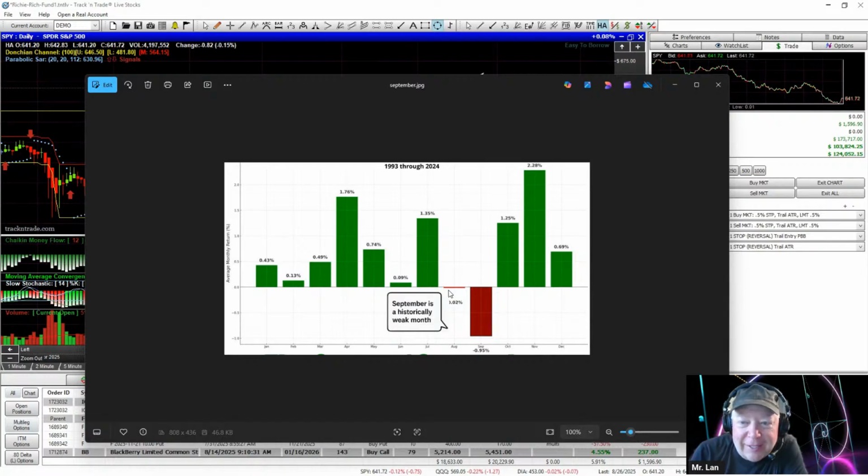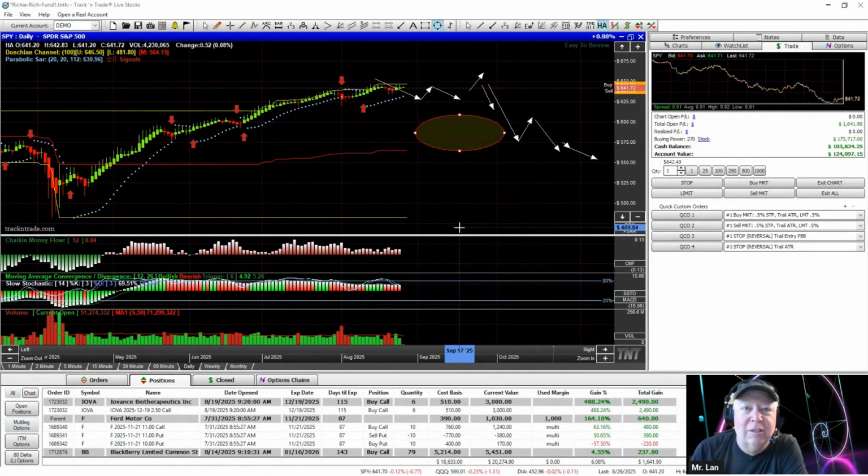August is kind of flat, and that's what we're seeing. See that little red bar in there? That's our August month. And then this is September. So that's what we're kind of waiting for on a seasonal basis and on a technical basis.